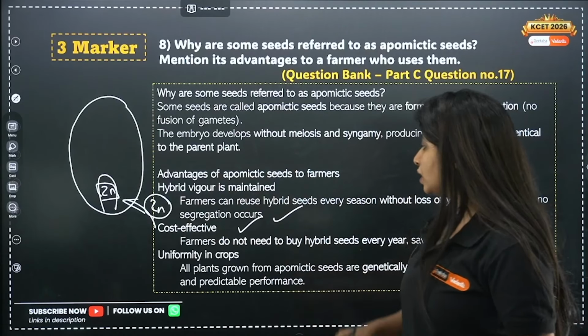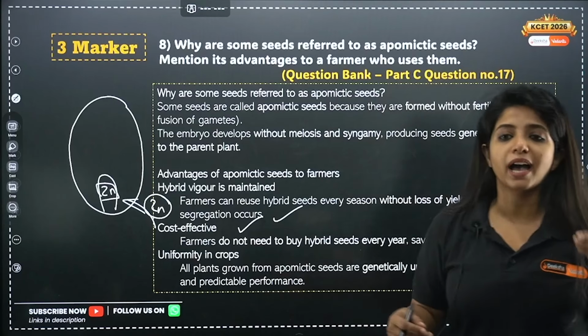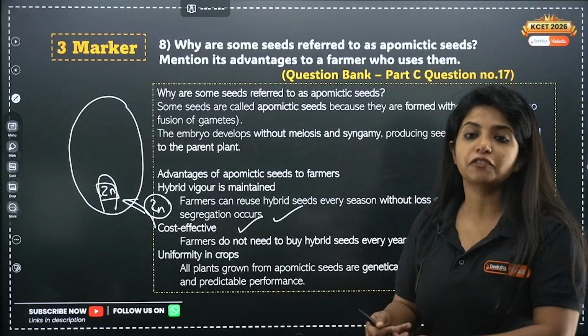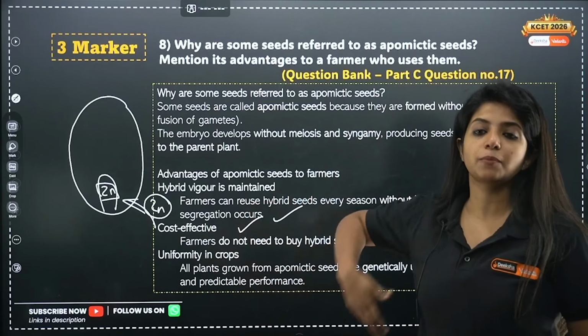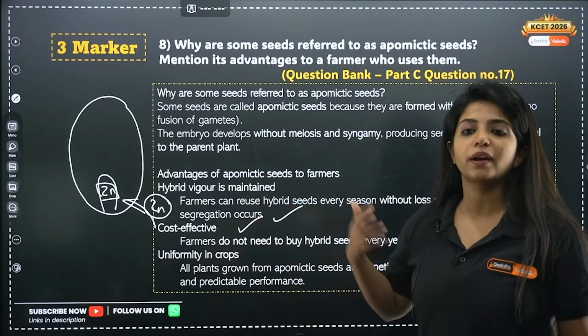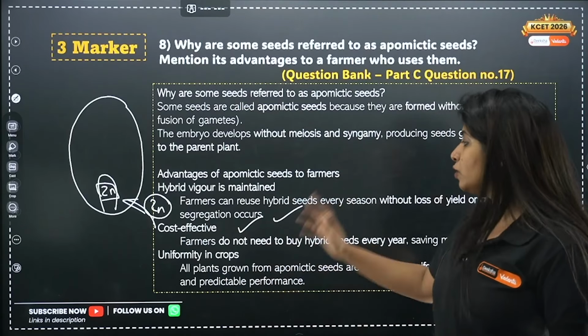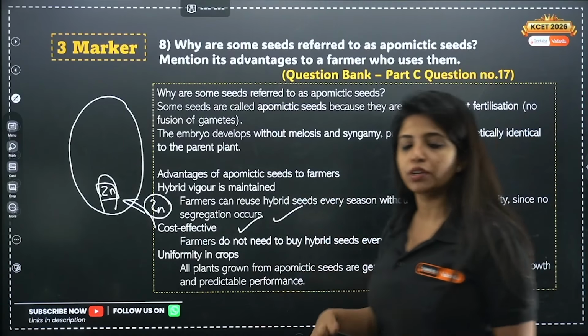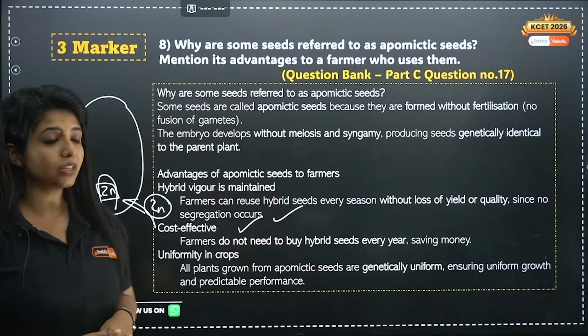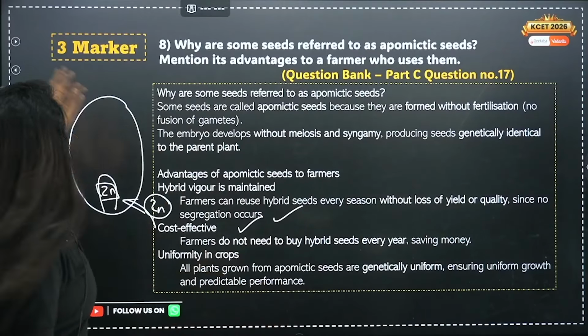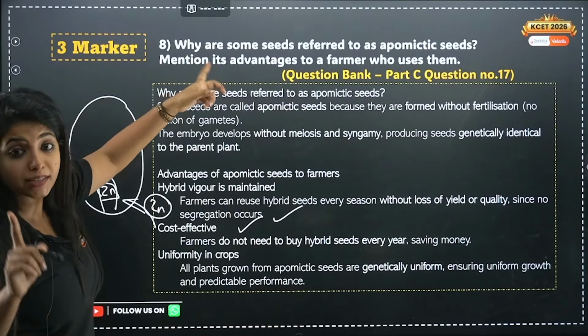Also, it is cost effective. You do not need to buy hybrid seeds every time. One plant is enough. If it is undergoing apomixis and producing apomictic seeds, you do not need to buy hybrid seeds every single time. And uniformity in the crops. All the crops, my dear children, are genetically going to be uniform as well. These are the reasons. Please go through them as well. Now, example, always remember grasses and Asteraceae.